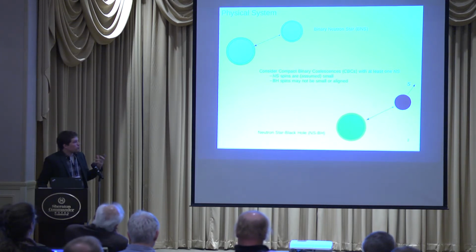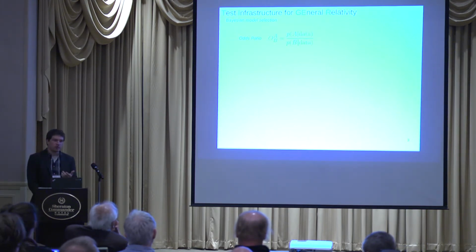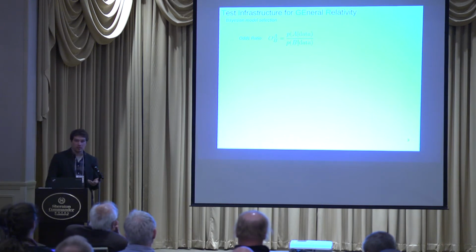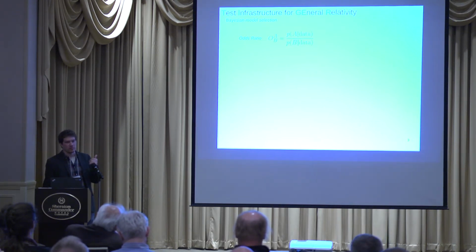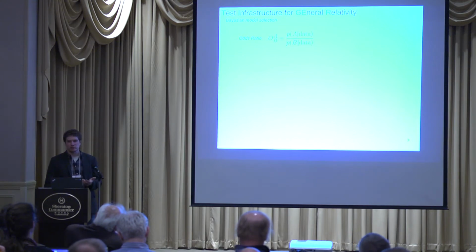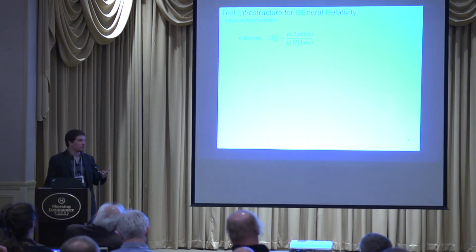So the tool that I'm going to describe to you is something called TIGER, the Test Infrastructure for General Relativity. This is one of the pipelines that the LIGO and Virgo collaborations have put together to test general relativity. Specifically, what it's trying to do is Bayesian model selection, and it's computing what's called an odds ratio. This is a very natural thing to compute, and I'm going to run through the logic and how it's computed so that everyone's on the same page.